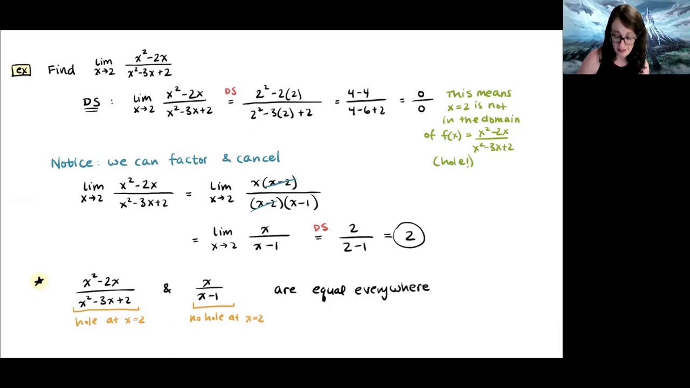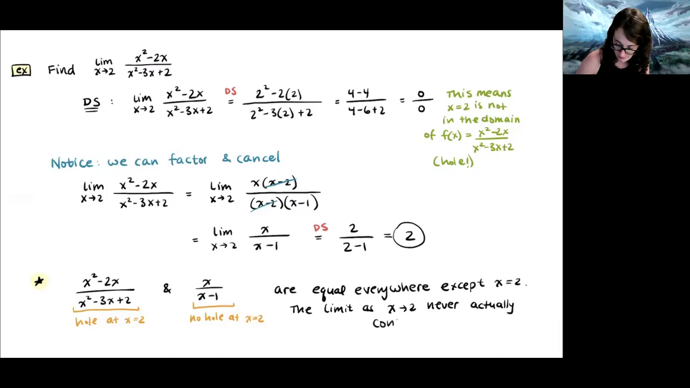Everywhere, meaning for all x values except x equals 2. But the limit as x approaches 2 never actually considers, right? We're just approaching 2. We never actually consider x equals 2. So from the limit's perspective, these two are the same. Okay, so that is the reason why this is all okay.